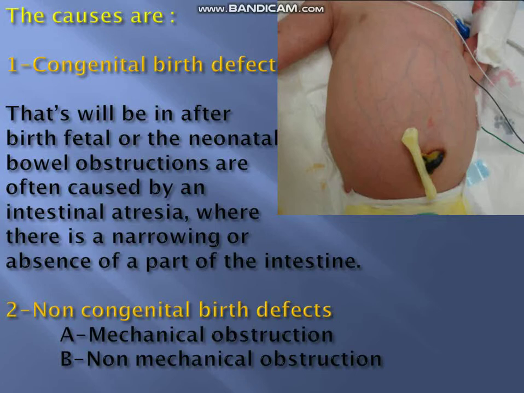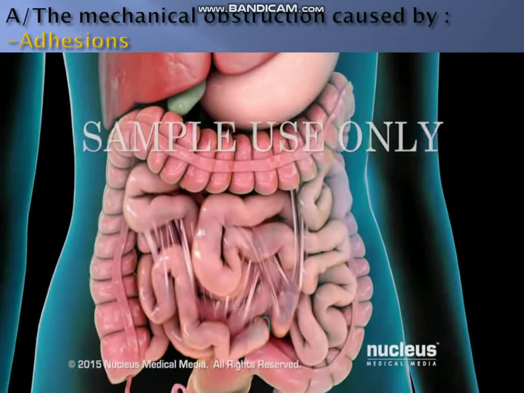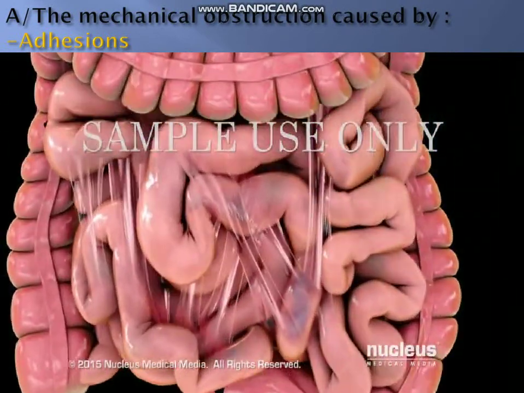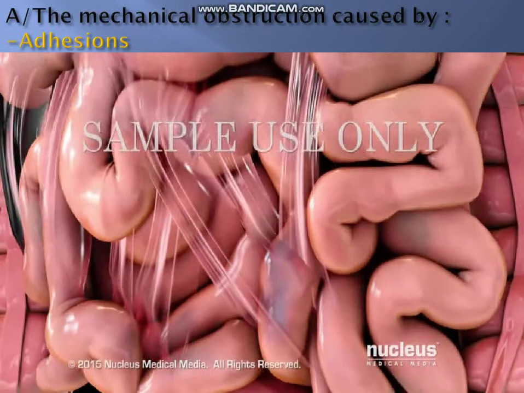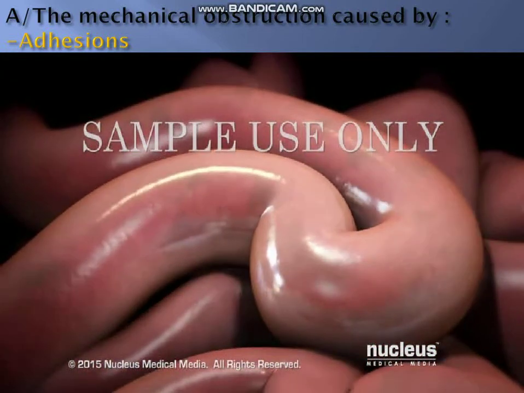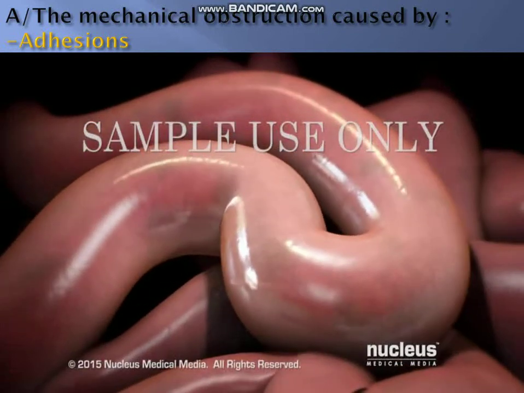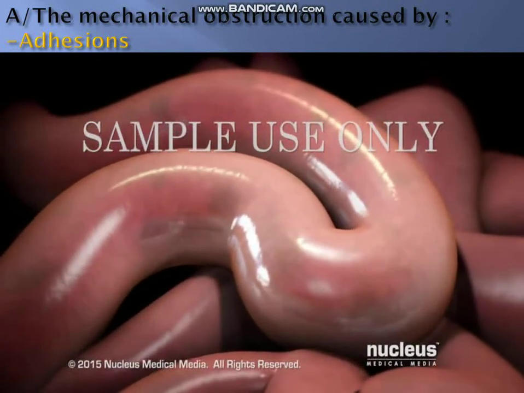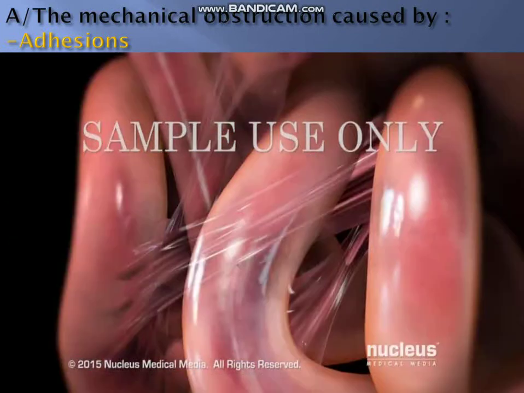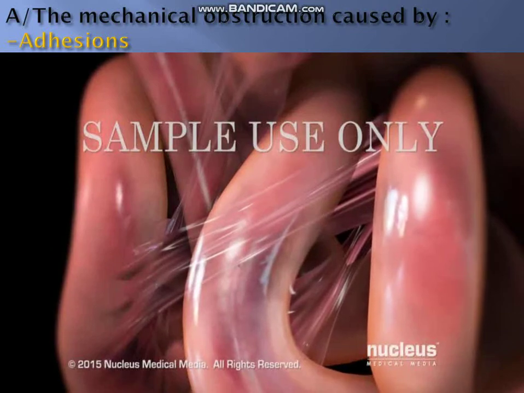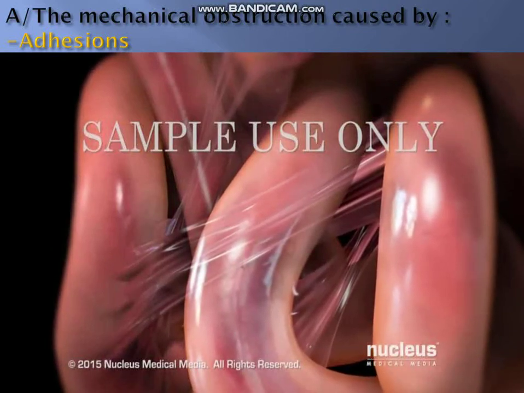And the non-congenital type is either mechanical obstruction or non-mechanical obstruction. I will explain the mechanical obstruction first. This is when something physically blocks the small intestine and also blocks the colon or large intestine. In the beginning, it blocks the small intestine, caused by adhesions, which are bands of scar-like tissue.